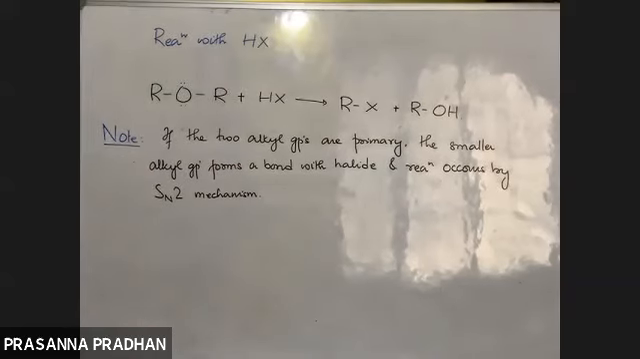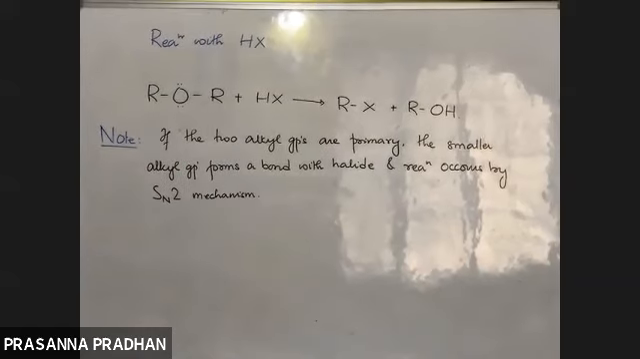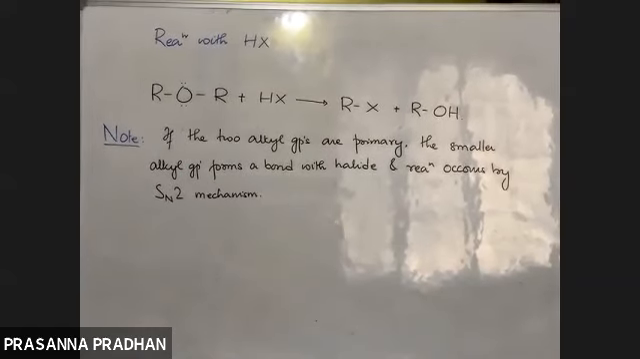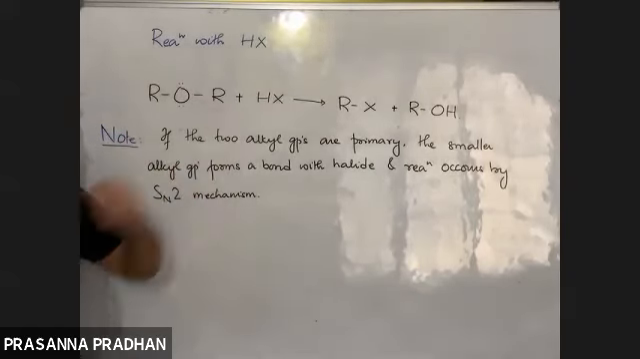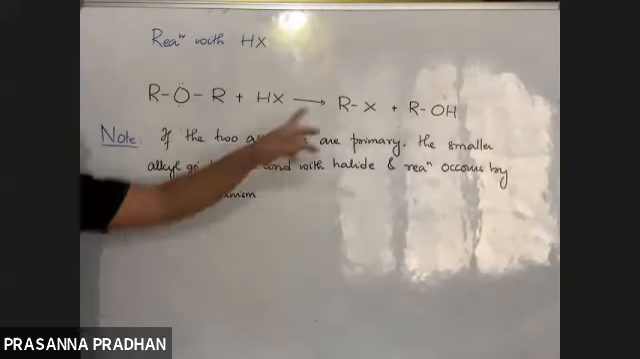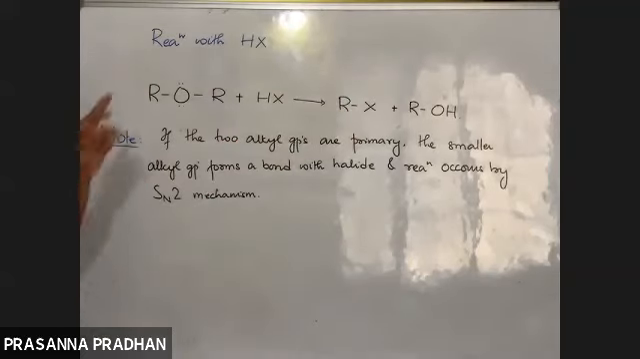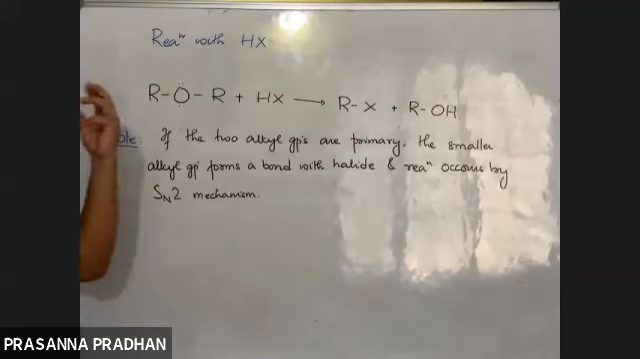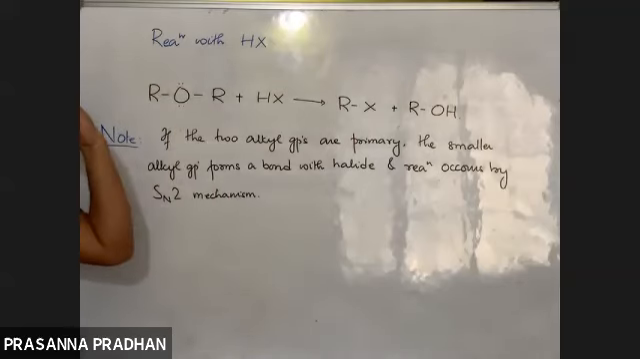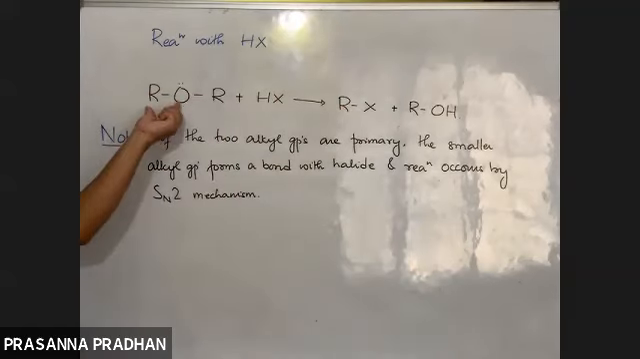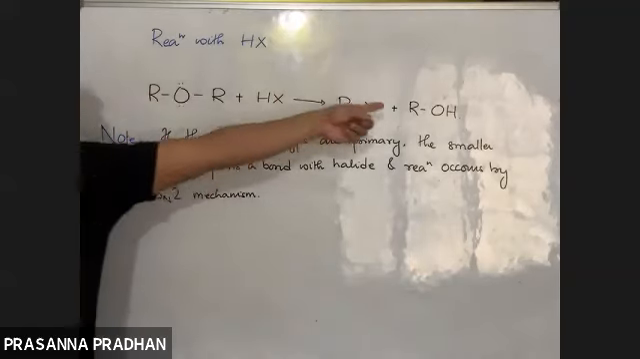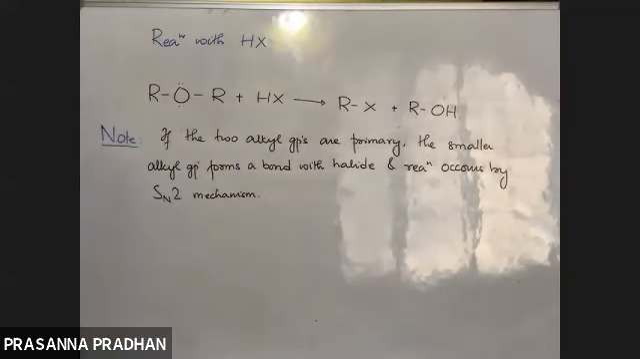So you just need to remember this. What have we discussed? When both the alkyl groups are primary and it reacts with halogen acid, then which alkyl group forms a bond with halide? Remember, the smaller alkyl group, the alkyl group containing the lesser number of carbon atoms, forms a bond with halogen. The bigger alkyl group produces alcohol.